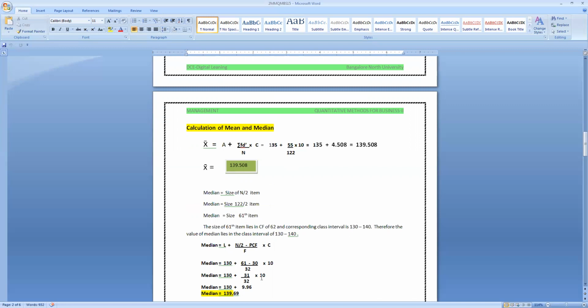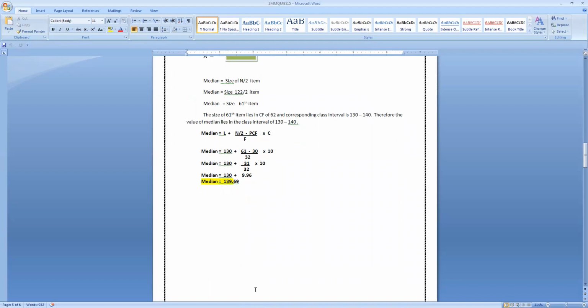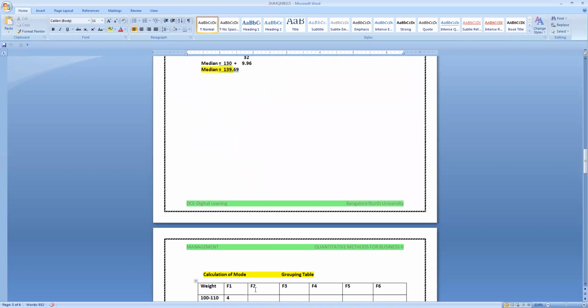The substitution of these values gives 31 by 32 into 10, which is nothing but 9.96. Therefore, the value of median is 130 plus 9.96. The value we get here is 139.69. So ultimately, two averages we calculated. Let us go for calculating the third average, that is the mode.